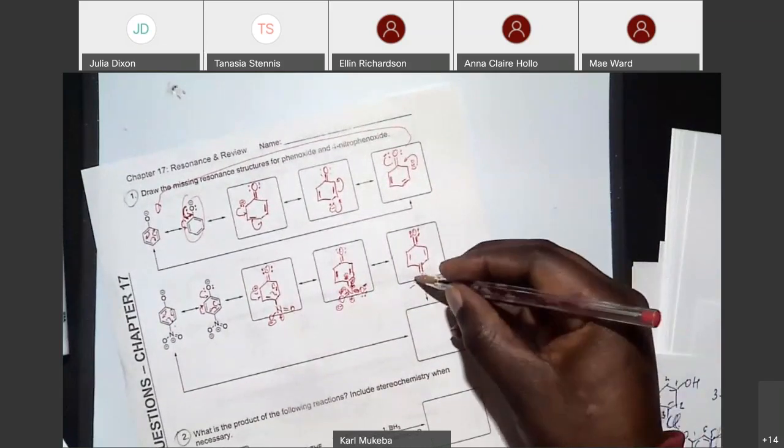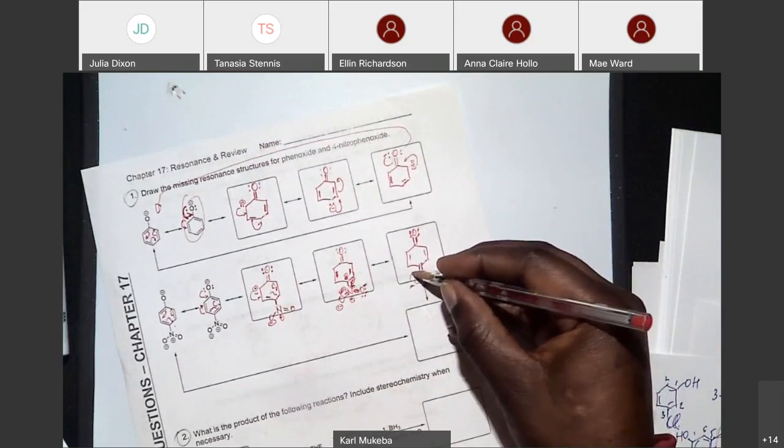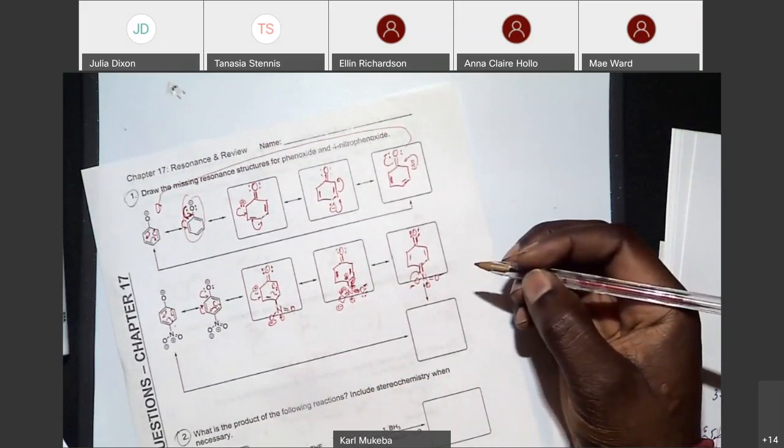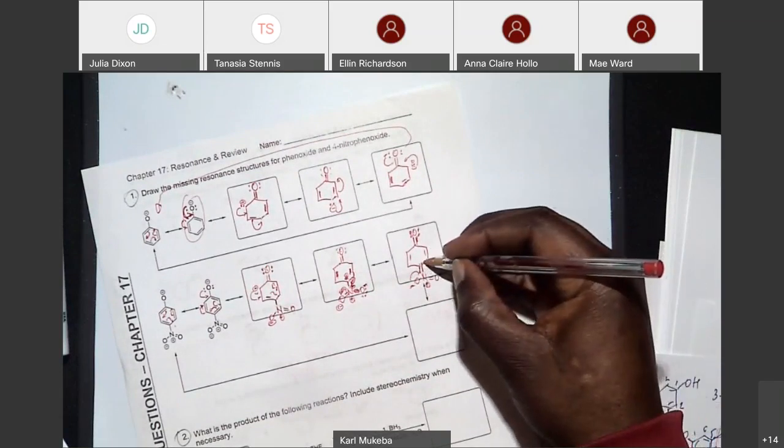And then this negative can move here. This one's going here.